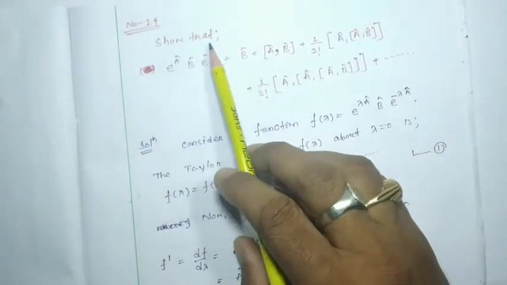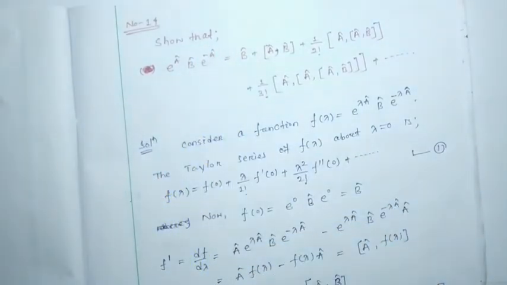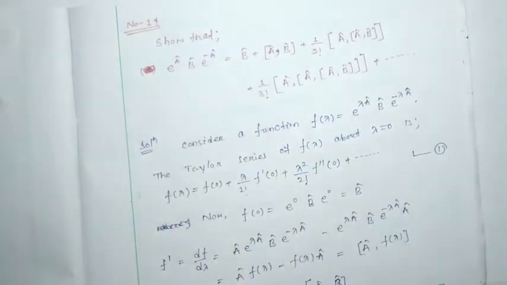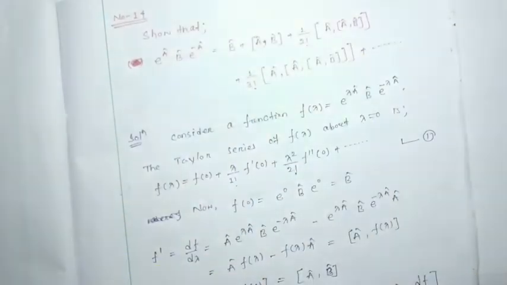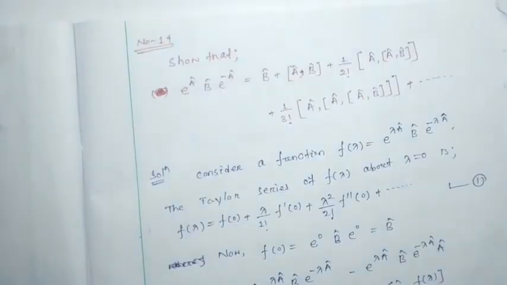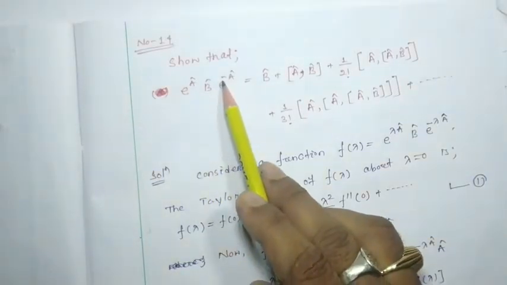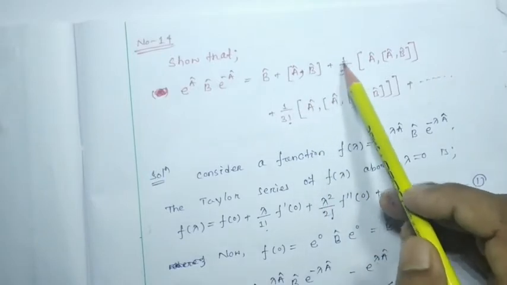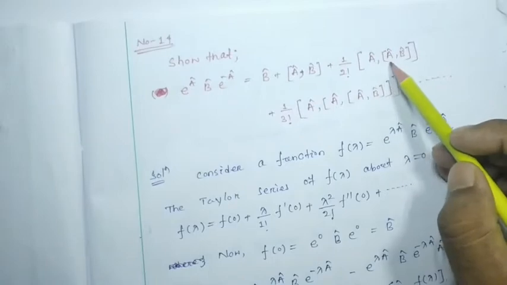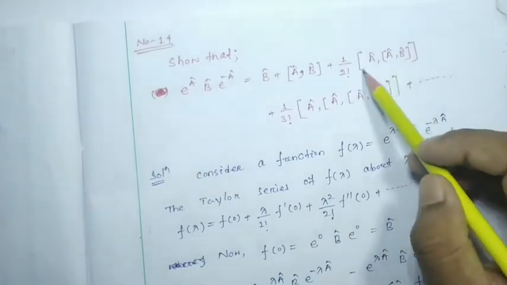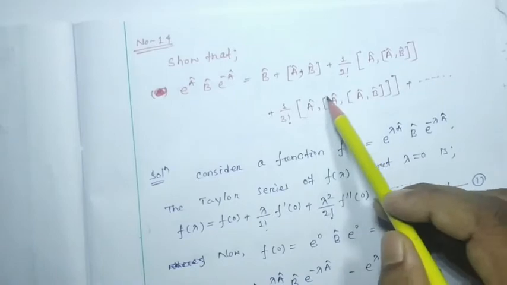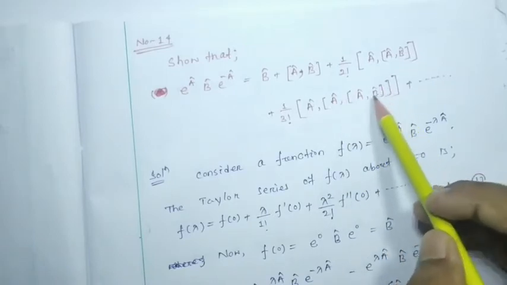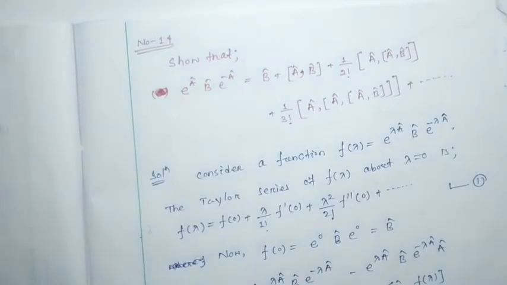Here we have to show that e to the power a cap into b cap, e to the power a cap b cap into e to the power minus a cap, will be b cap plus the commutation of a cap b cap, plus 1 by 2 factorial a cap commutation of a cap b cap, whole commutation, plus 1 by 3 factorial a cap commutation of a cap commutation of a cap b cap, like that it has been written. Okay, somewhat interesting.